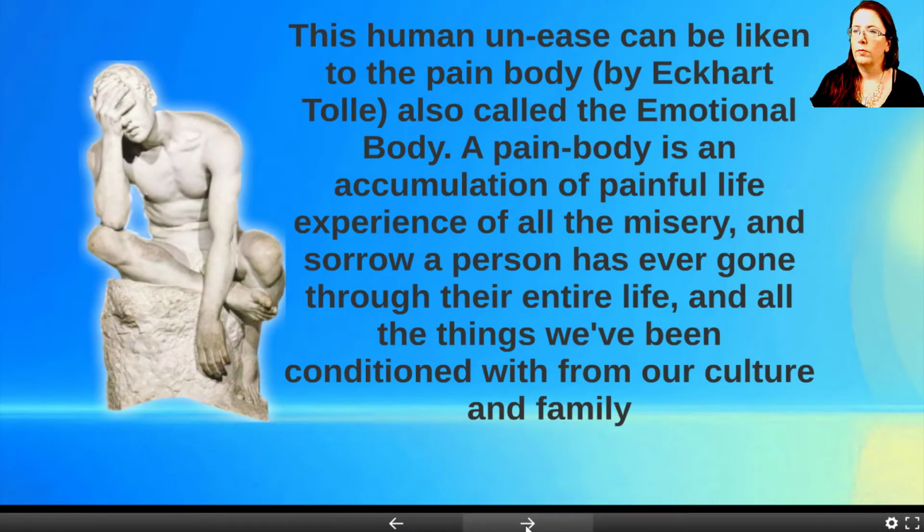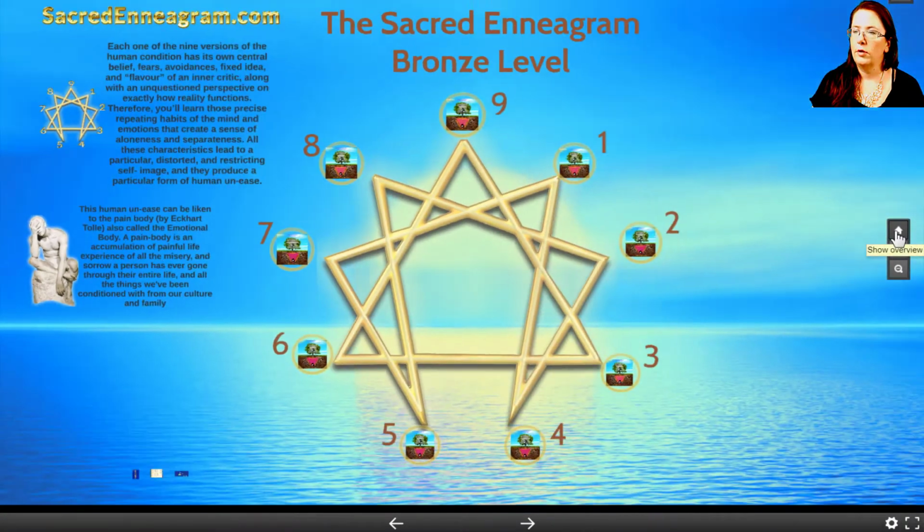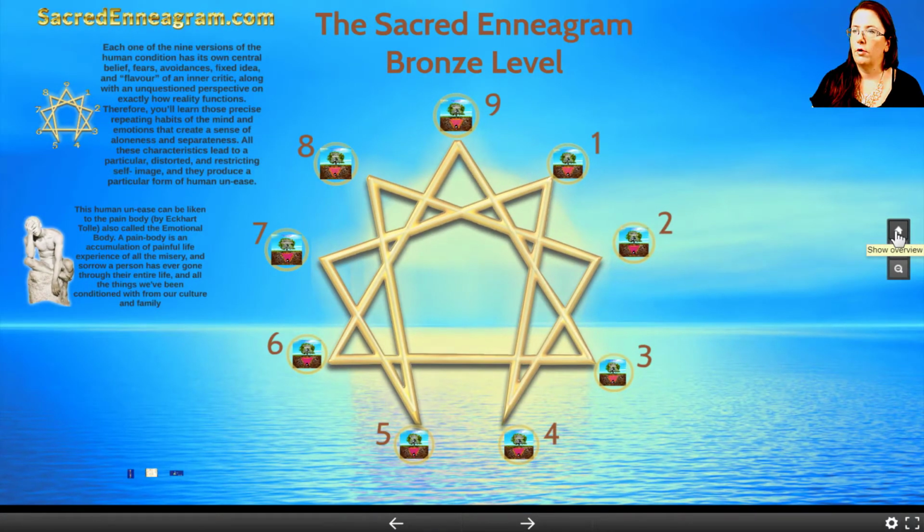With these Sacred Enneagram maps, you can also go back to the beginning, home screen, by going to the home button, which is on the right-hand side of the screen, and clicking there. So let's try that now. Click on the home button. And there you are, zoomed back out into all the attributes of the Sacred Enneagram map.